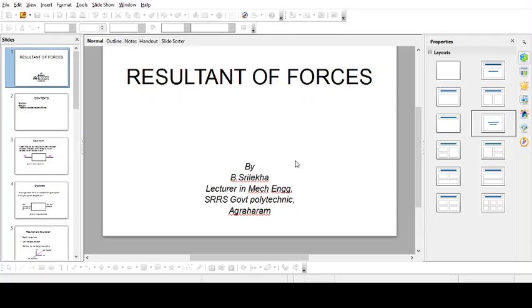Next, a third force is given, that is a force of 10 newtons acting 50 degrees west of north. So west of north, so this is north and this is west. West of north means from north you have to see towards west. So this is our reference line. From here the force is 10 newtons and the angle is 50 degrees.